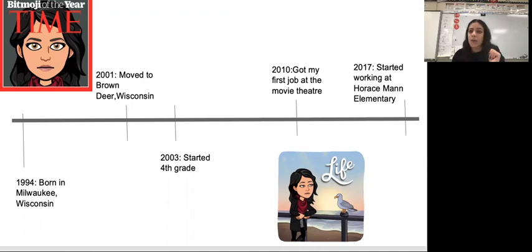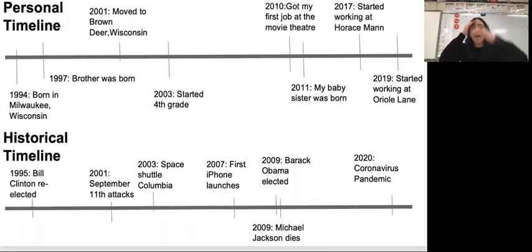I remember my little sister being born, which was a really big event for me. And I also remember starting to work here at Oriole Lane in Mequon and when my brother was born. So all of those events are important, but I also want to think about what was going on in history at the time that I was living through some of these events. So now I have two timelines here, my personal on top and a historical timeline below. So once again, take a look at what we have here.